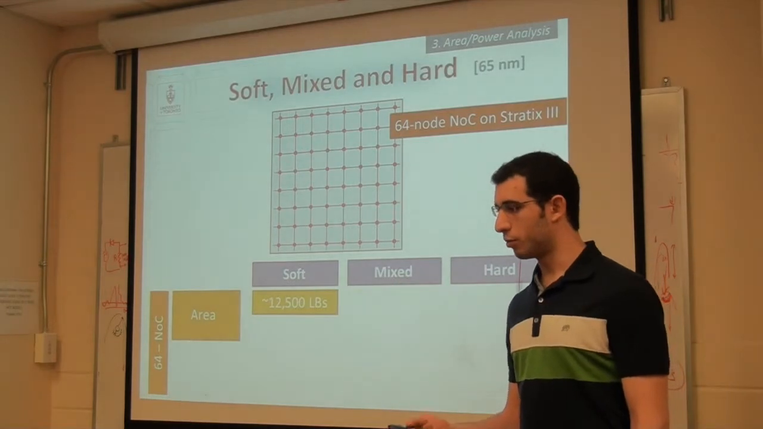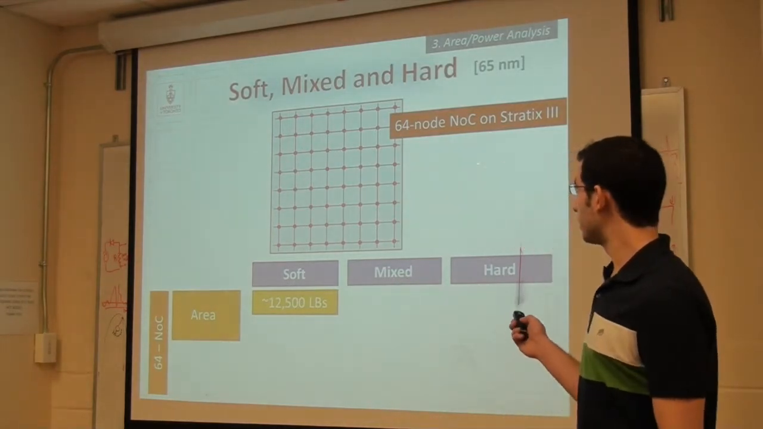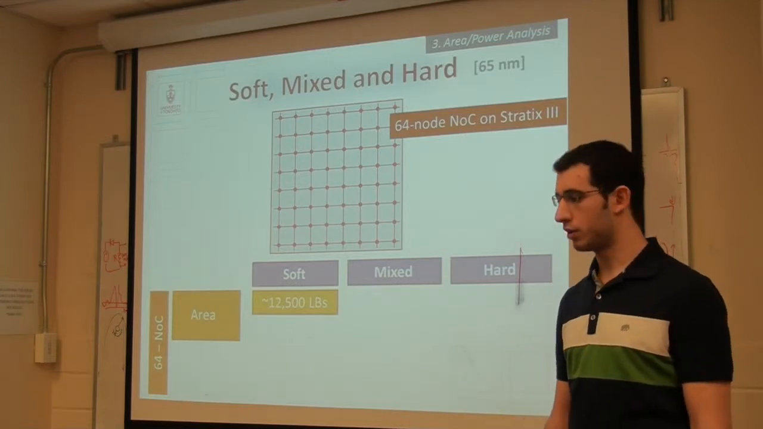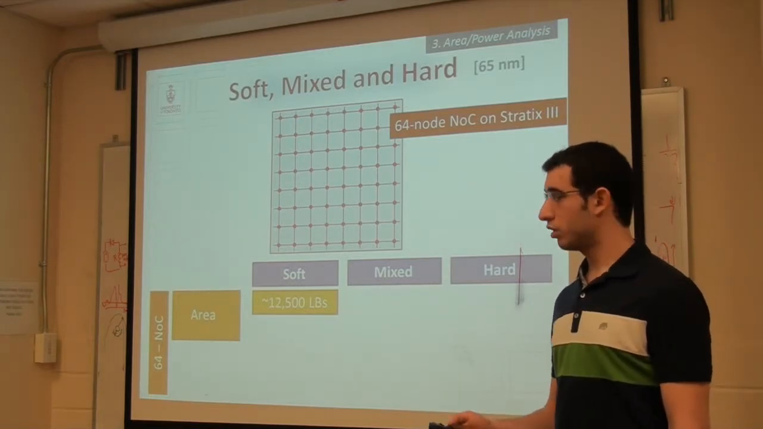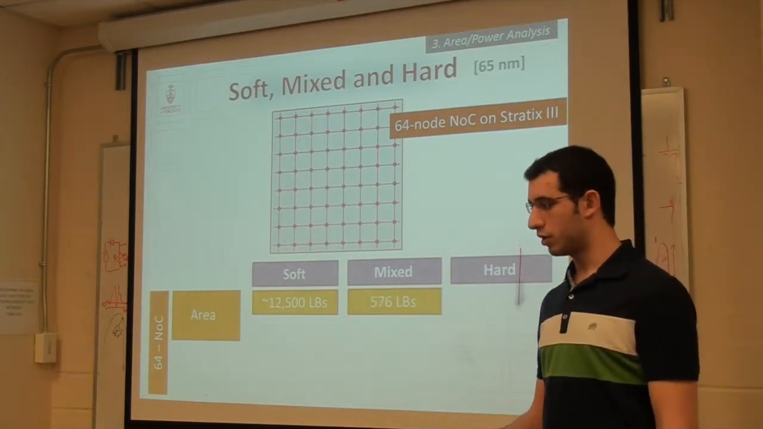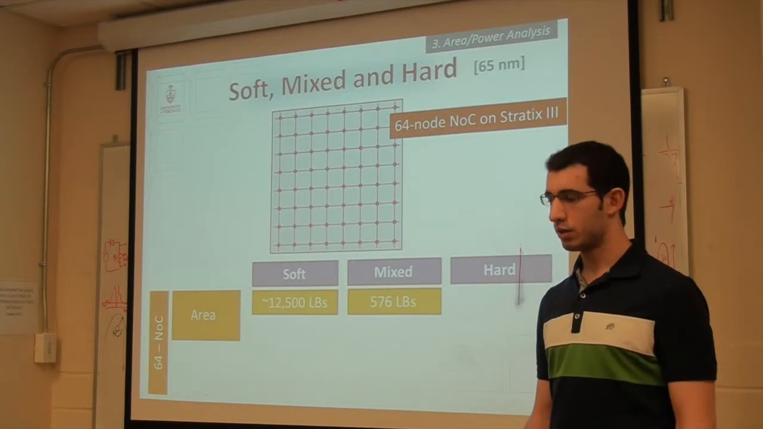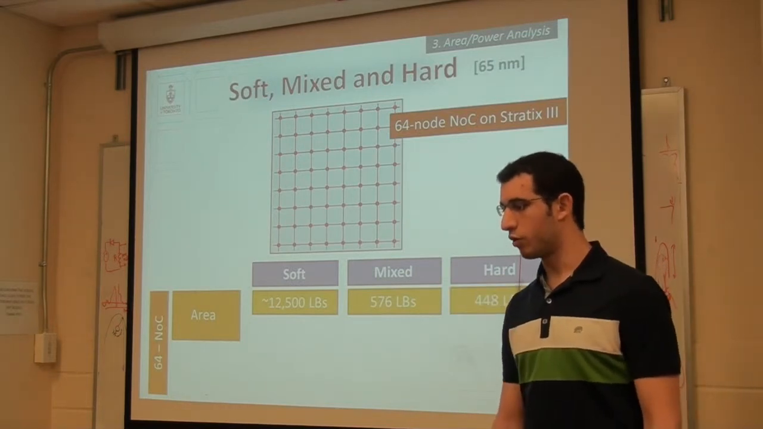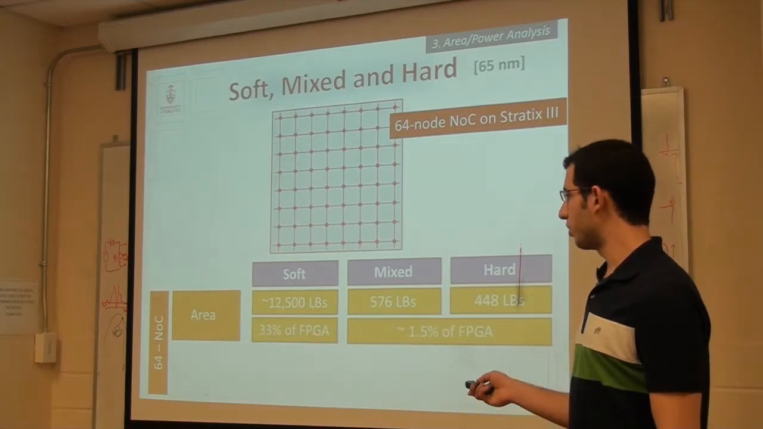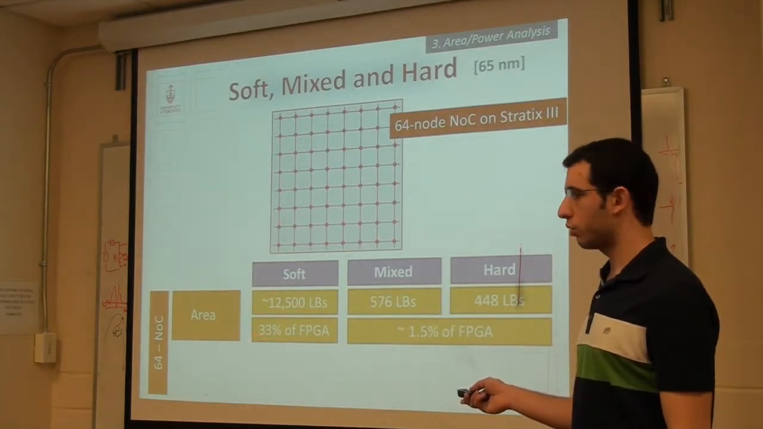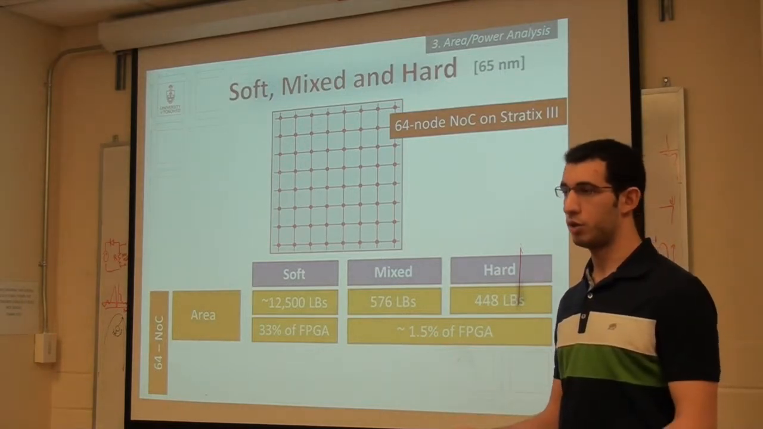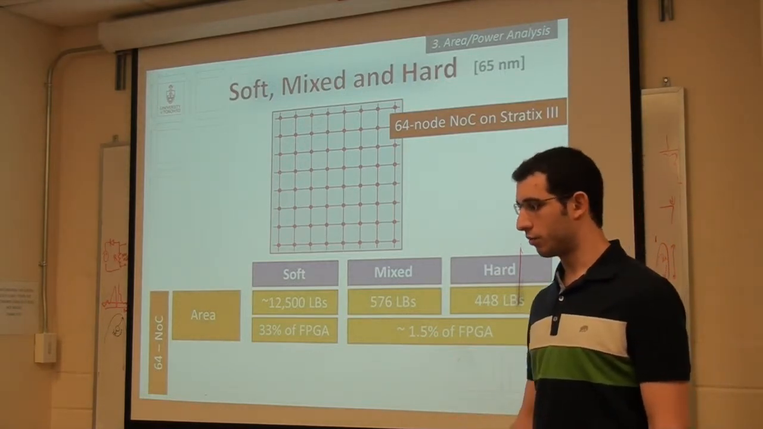Okay, so to put these numbers in perspective, let's take a 64-node NOC on the largest Stratix 3 device. For a soft NOC, it takes 12,500 logic blocks, while for a mixed NOC, that's exactly 576. For a hard NOC, that's 448 logic blocks. So that's 33% of the FPGA for a soft network versus approximately 1.5% of the FPGA core area. That's a big difference.